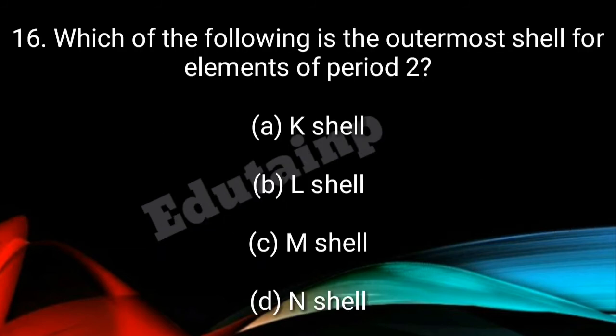Which of the following is the outermost shell for elements of period 2? Option A: K shell. Option B: L shell. Option C: M shell. Option D: N shell.